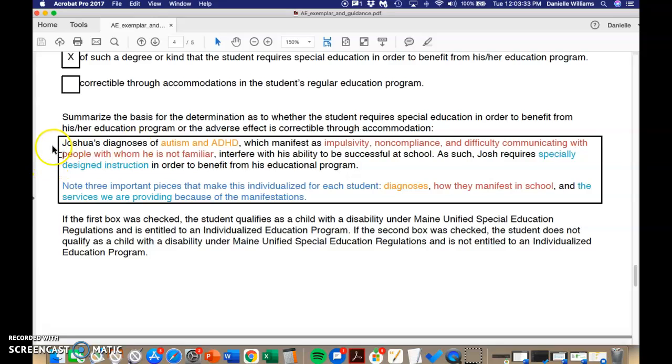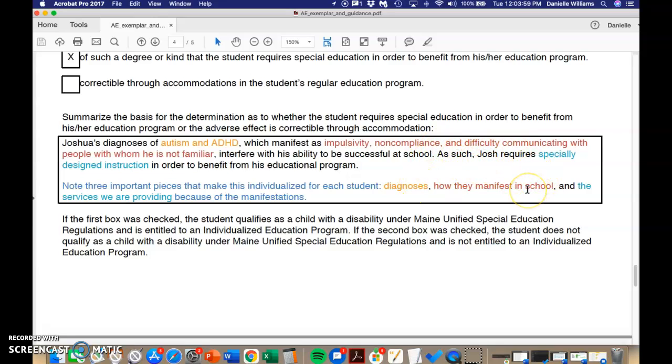So you're saying the student's diagnoses of, and then indicate what they are, which manifest as, so this is just a fancy way of saying what does it look like. So if this student has autism and ADHD, that doesn't look the same in every student. For this student, it's impulsivity, noncompliance, and difficulty communicating with people with whom he is not familiar, interfere with his ability to be successful at school.